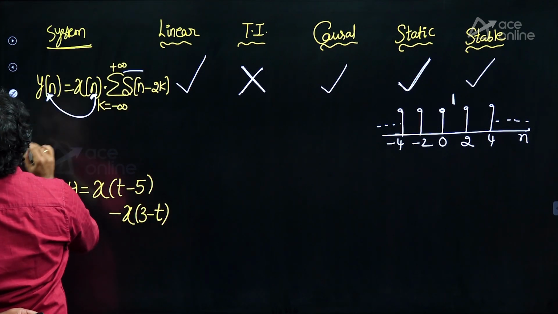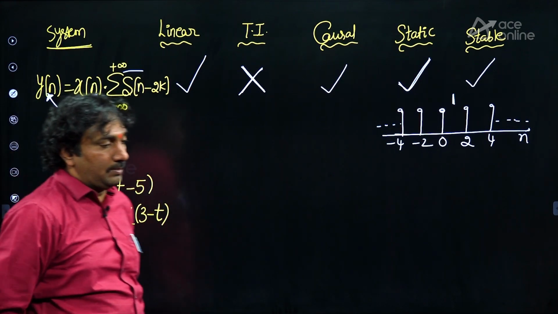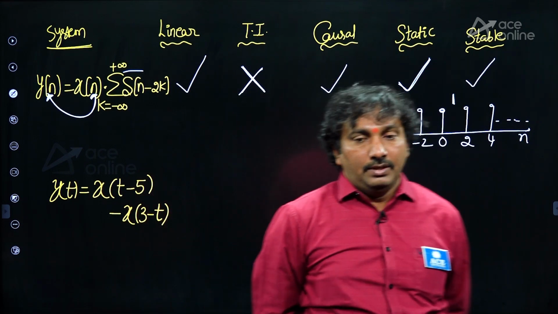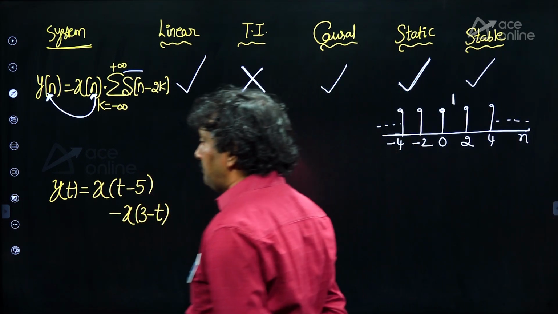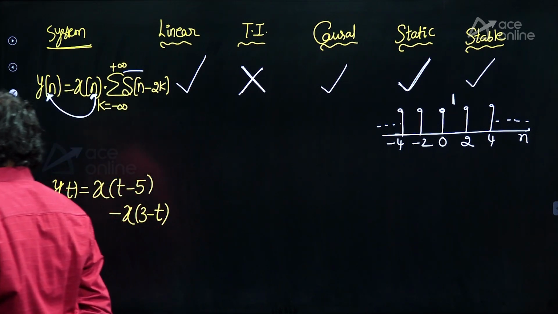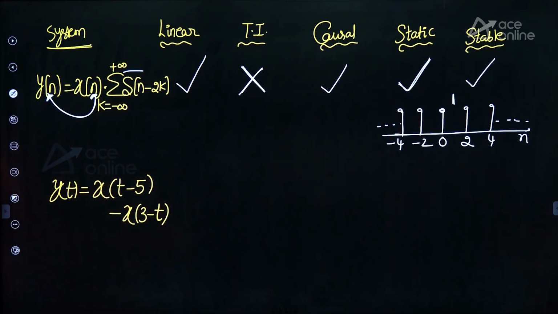Let me see your response for this. Another system I have given: x(t-5) minus x(3-t). Think of the three properties. Not 3, 5.